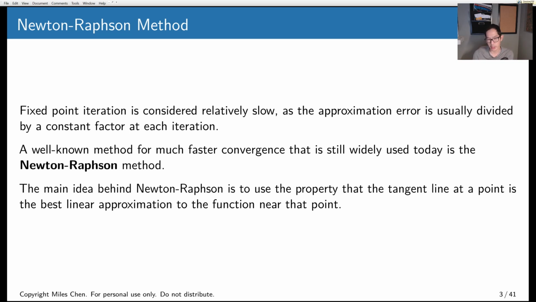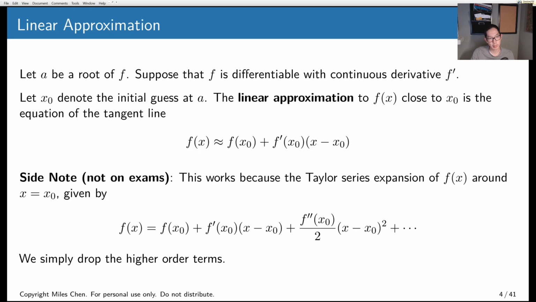One of the drawbacks of fixed point iteration is that it is slow, and so Newton-Raphson is much faster, okay? It's probably one of the most popular root finding methods just because of its performance. So let's say we have some value a, and that is a root of our function f. And what we need is for f to be differentiable.